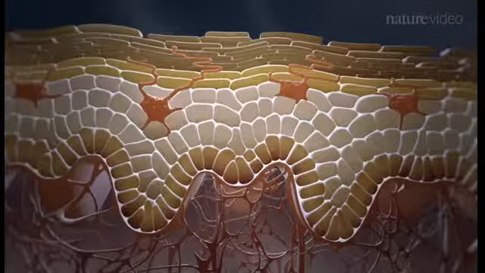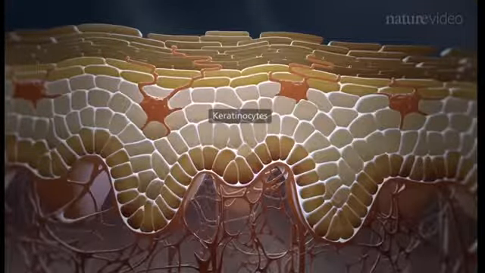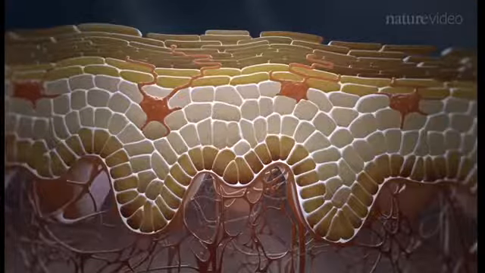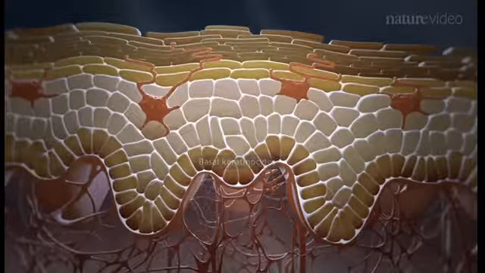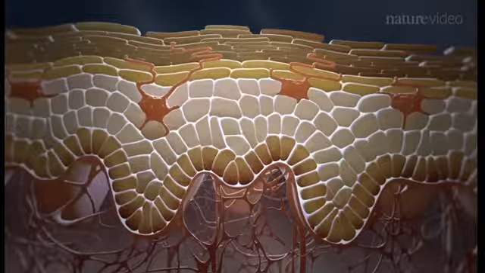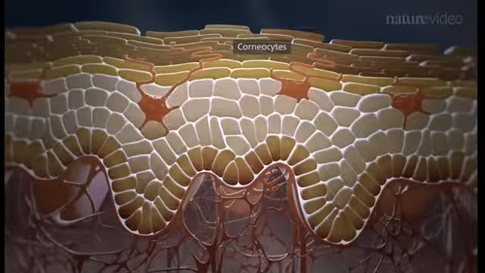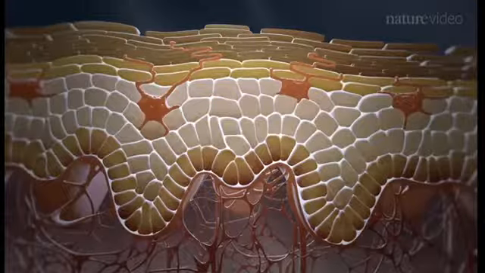Epithelial cells known as keratinocytes are continuously replenished from just one layer of basal keratinocytes, which divide frequently. Dead cells called corneocytes form the outermost layer and are largely responsible for the barrier function of the skin.